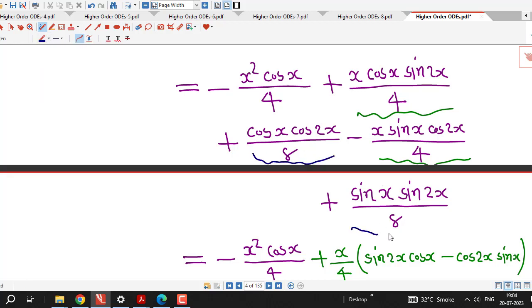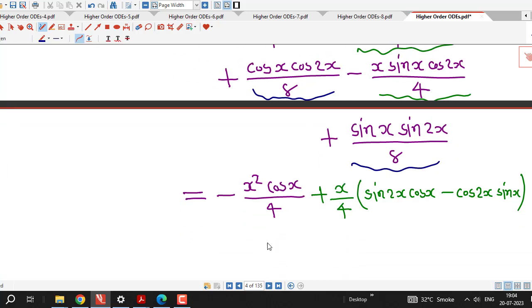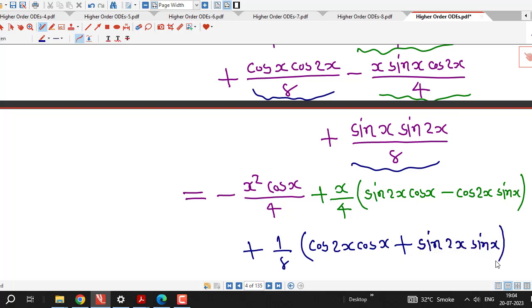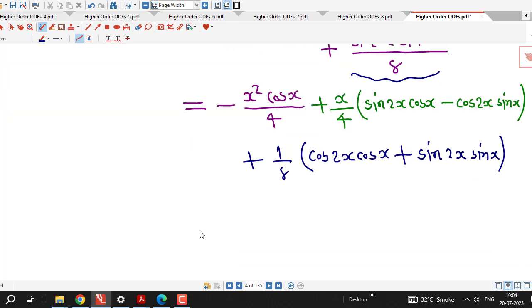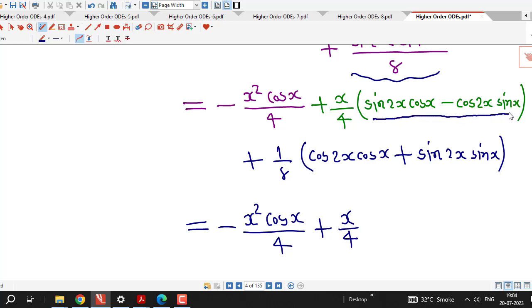Here I will have 1 by 8 common, that is plus 1 by 8. If I take 1 by 8 common, here I have cos 2x into cos x plus sin 2x into sin x. Now this I am writing as it is, minus x square cos x by 4 plus x by 4, and you can see that this is a standard formula.